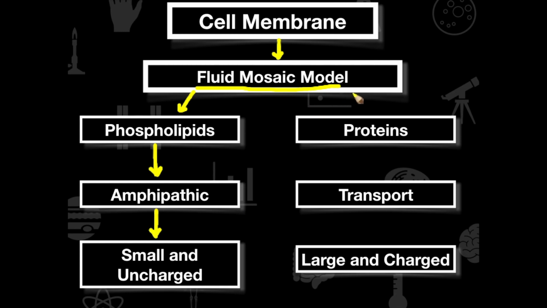Now, if we go here, there are also proteins within the fluid mosaic model. And these proteins allow for transport. These are generally large and charged. So when we're talking about phospholipids, they are generally small and uncharged, meaning a neutral overall charge within that molecule. And generally, we're going to see large and charged proteins that allow for transportation within the cell membrane.